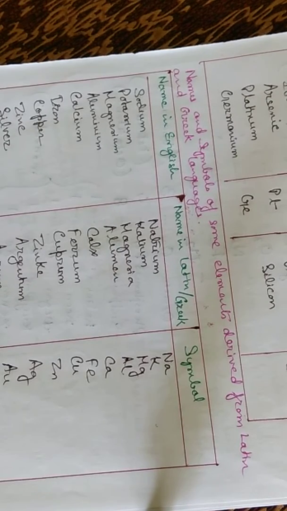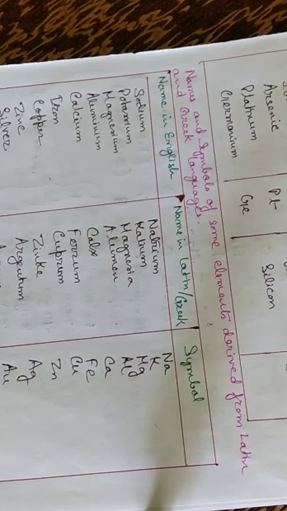Greek languages. For example, sodium known as natrium, so symbol is Na. Then potassium is known as kalium, capital K. Then magnesium, magnesia, symbol is capital M, small g. Aluminium, alumen, capital A, small l. Calcium, calx, capital C, small a. Iron, ferrum, capital F, small e. Copper, cuprum, capital C, small u.